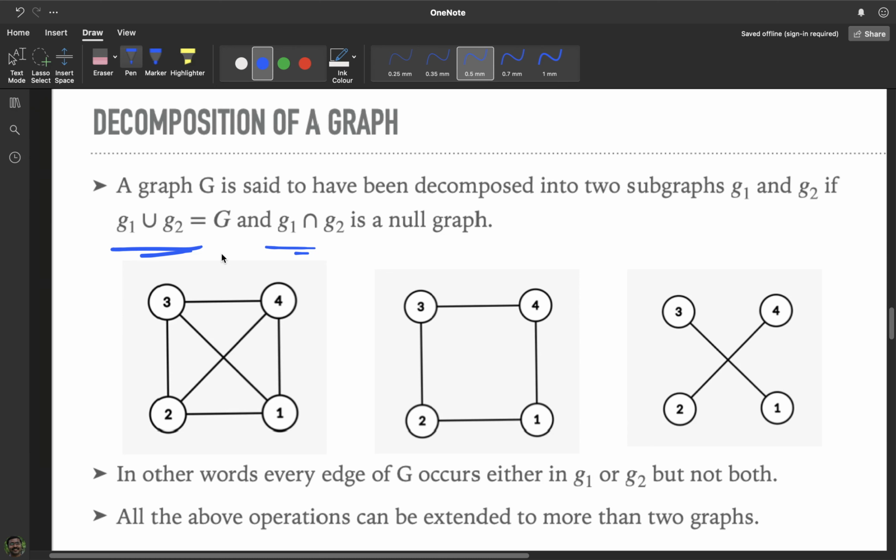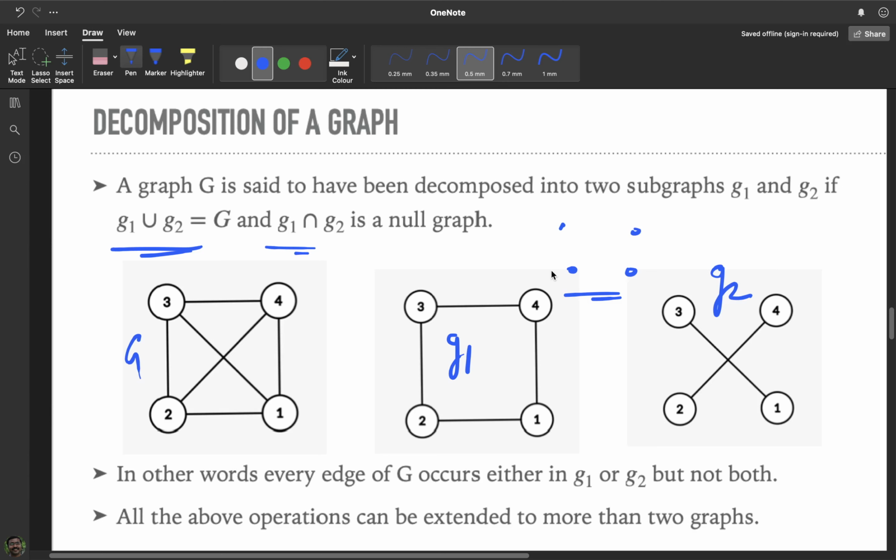For example, a simple example is drawn here. Here is your graph G. I can decompose it into, suppose, these subgraphs G1 and G2. If you take G1 union G2, you will get the whole graph G, and if you take G1 intersection G2, there will be no edges. It will be left with just the four vertices. That is why it is called the null graph. So I hope it is clear what we mean by decomposition of a graph.